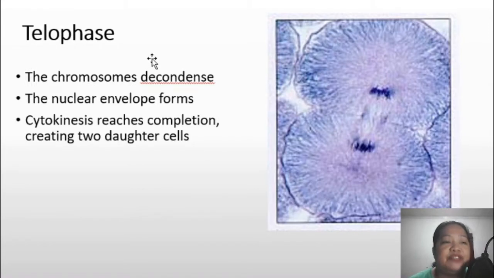So what happens after anaphase? Now, when the chromosomes are already at the opposite poles, the next stage is the telophase stage. The chromosomes decondense and the nuclear envelope forms. Slowly, the nuclear envelope starts to develop. Cytokinesis is the division of the cytoplasm. So cytokinesis reaches completion, creating two daughter cells. So from one cell, after mitotic division, it produces two cells.